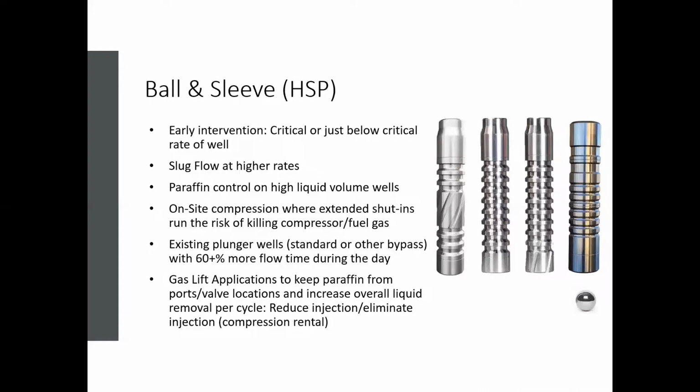Now we're going to dig into different types of bypass plungers. These plungers are installed as early intervention, at critical rate or just below critical rate in the well, for slug flow or high rates, and used for paraffin control and high liquid volume wells. Wells that have on-site compression where extended shut-in time would risk killing compression or fuel gas. Existing plunger wells, a standard or other bypass with 60+% more flow time during the day. Gas lift applications to keep paraffin from ports, valves, and locations, and increase overall liquid removal per cycle, reduce or eliminate injection, and compression rental.